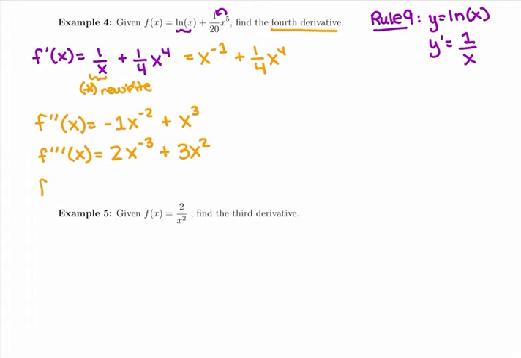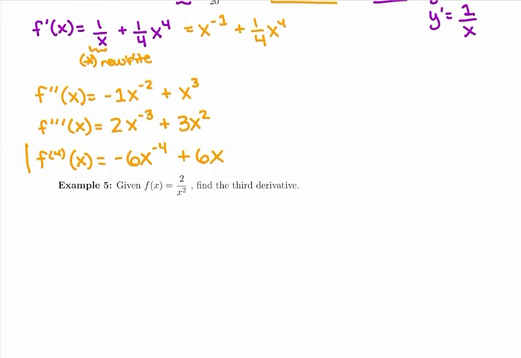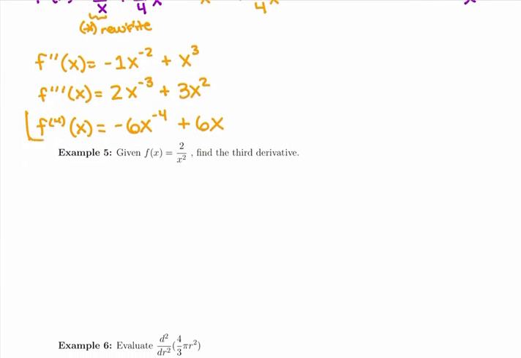I'm asked for the fourth derivative, so one last one to do. And we do a 4 in superscript up high. Bring down the power. 2 times negative 3 is negative 6. X to the negative 4. And then 3 times 2 is going to give me 6x for that last part of the derivative. And there's our final answer for that one.